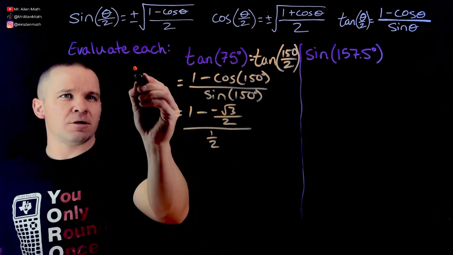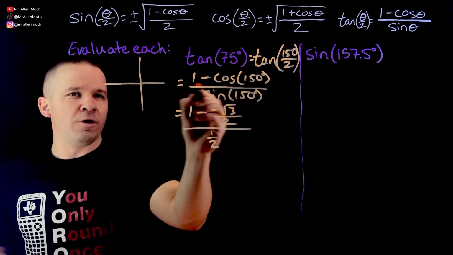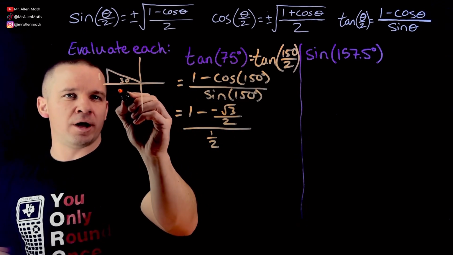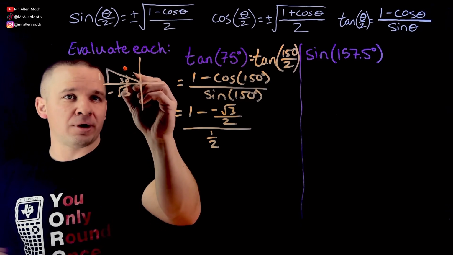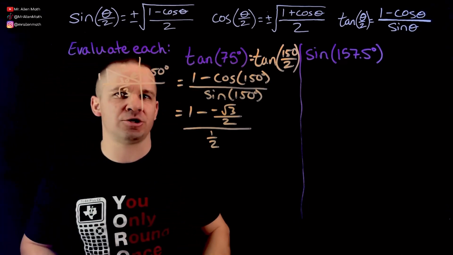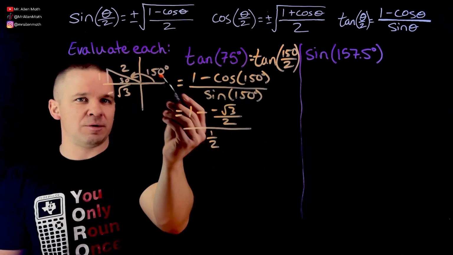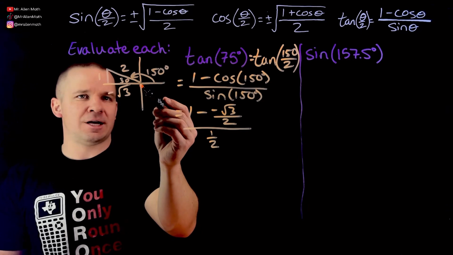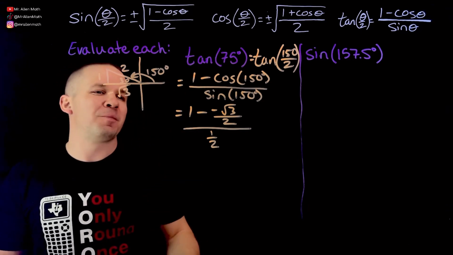Now, for those of you who are wondering how did you get those, quick refresh with the unit circle. 150 is over here in the second quadrant. This is a 30 degree reference. This is 1, negative root 3, and positive 2. So that's your 150 degree rotation there. That means cosine is going to be the negative root 3 over 2. Boom, that's what we have. Sine is going to be 1 over positive 2.